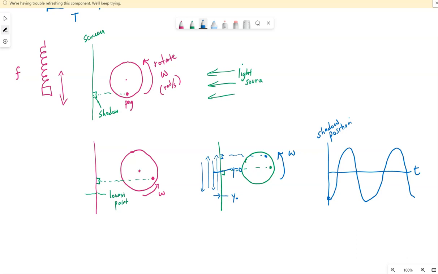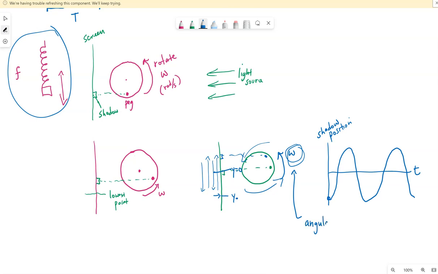And so we can model oscillations as kind of a one-dimensional circular motion. How fast this disc would have to rotate counterclockwise to match the up and down motion of the mass on the spring. This is where omega comes from and is called an angular frequency.